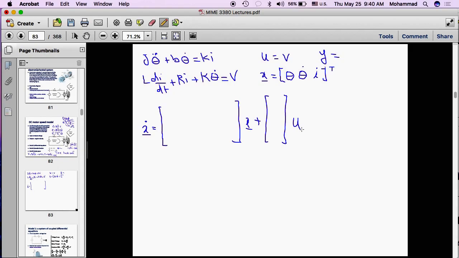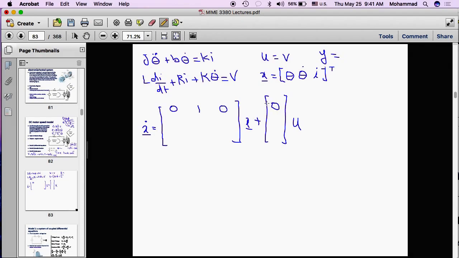So the first member of x dot is theta dot, and that's equal to the second member of x, which tells me row 1 of this has to be 0, 1, 0, and a 0 here for input. That's very similar to what we did for the mass spring damper system.